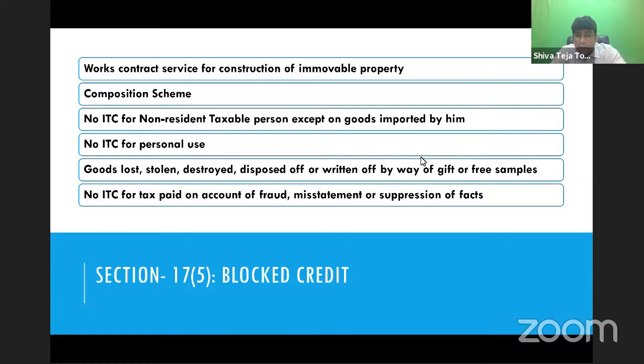Okay, sir. Car purchased for providing Ola Uber service. Is credit allowed? Yes, definitely credit is allowed. If somebody is in the business of transporting passengers, then definitely credit is allowed. That's it. Any other query?